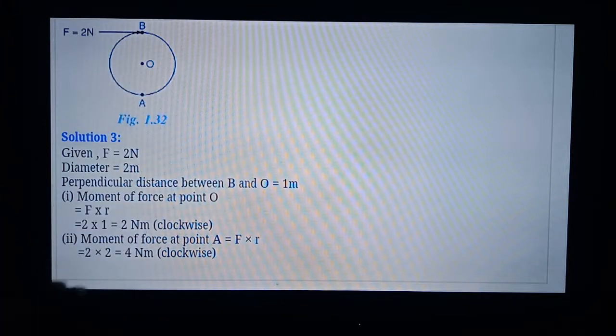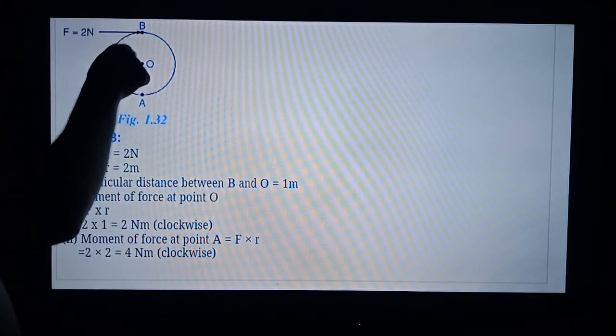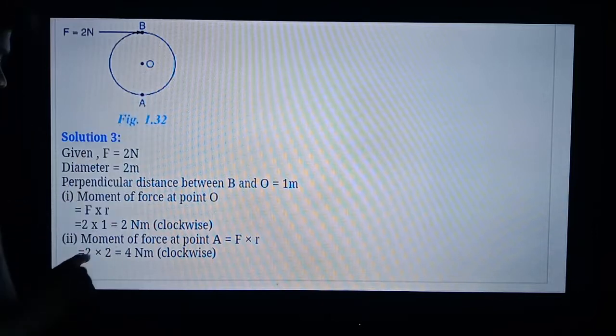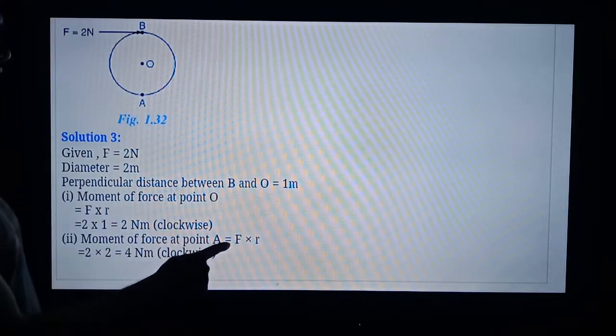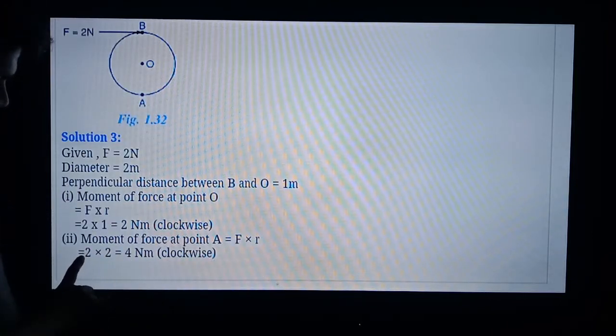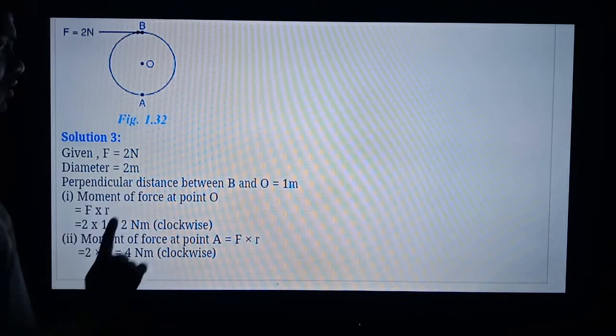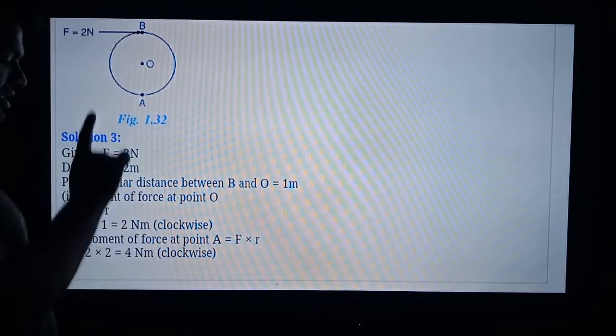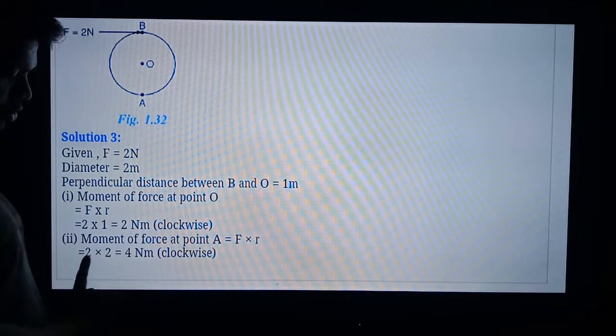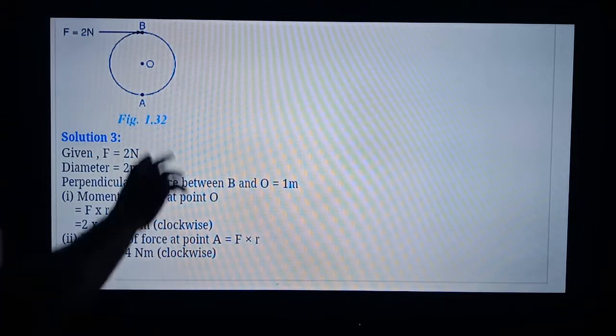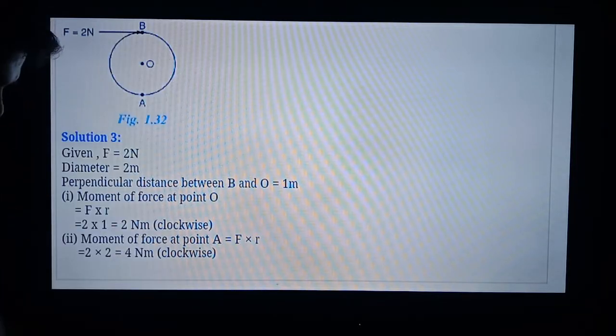Now the second: if we calculate the moment of force about A, then the moment of force at point A is equal to F into R. F is 2 Newton. Now the R will be this distance, and this distance is the diameter, that is 2. So 2 into 2, that is 4 Newton meter, that is also clockwise.